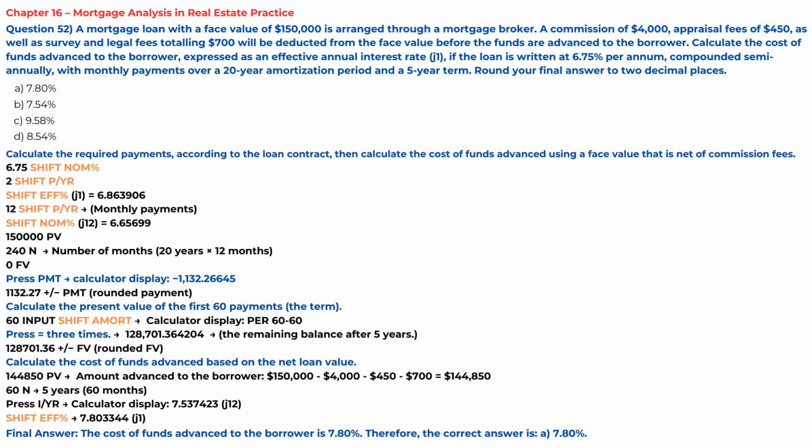Shift effective, calculator displays 7.83344. That is J1 equals 7.83344. Final answer: the cost of funds advanced to the borrower is 7.80%. Therefore, the correct answer is A, 7.80%.